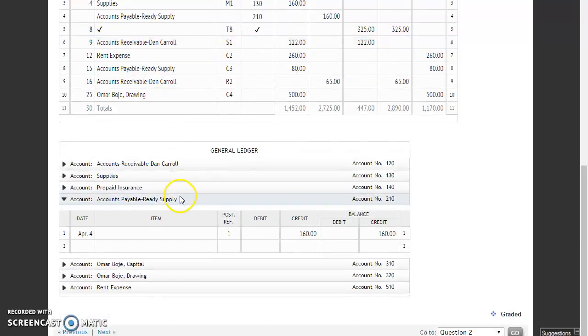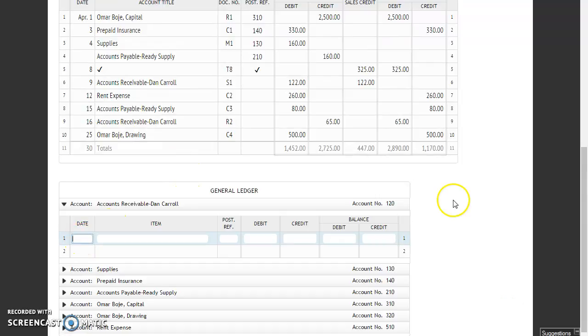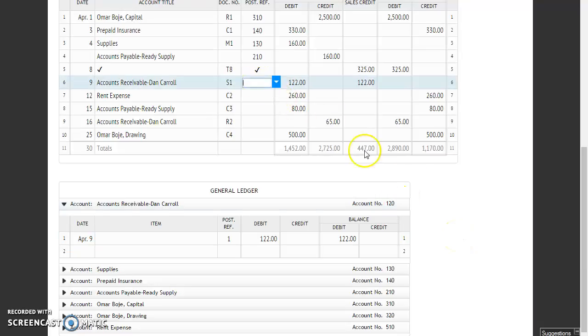Okay, next one, accounts receivable to Dan Carroll. This took place on April 9th. Still working with journal page 1, and we had a debit of $122. For accounts receivable, any asset, again, we have that debit normal balance, so therefore we have a debit taking place. New balance 122. Account number 120 back up top.